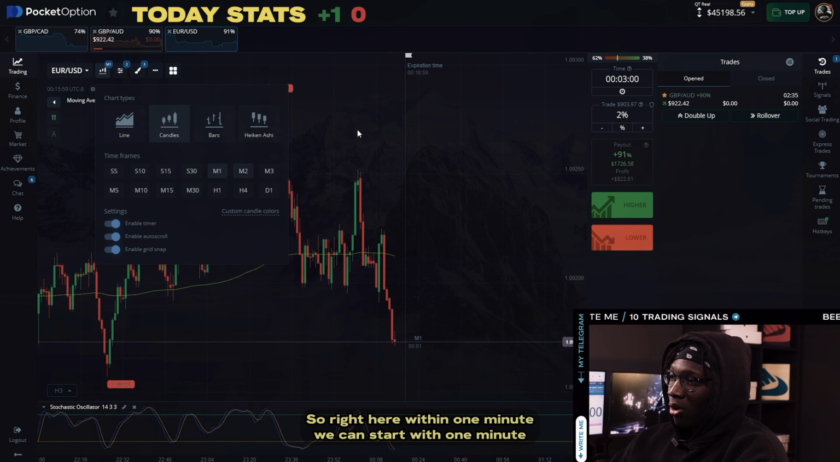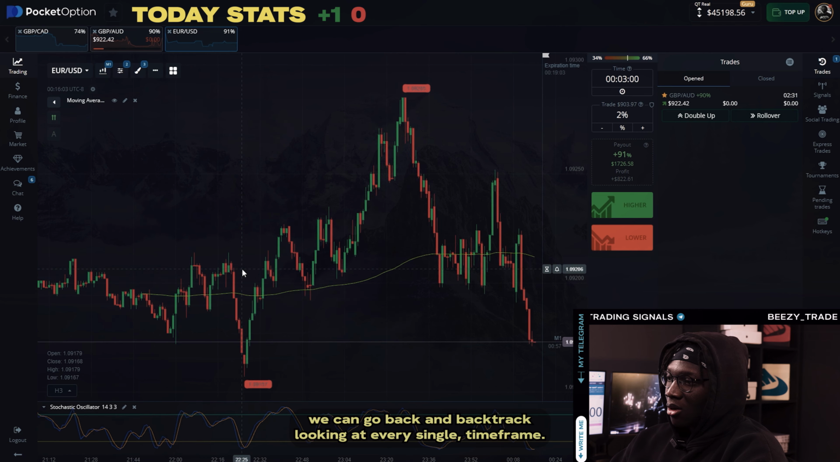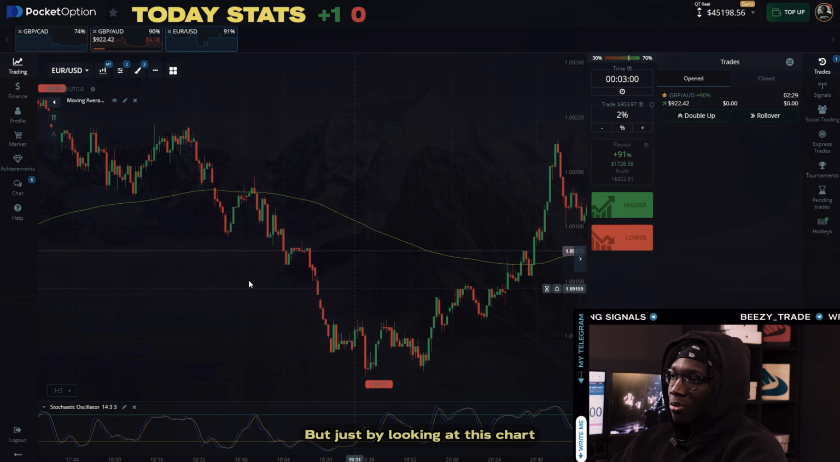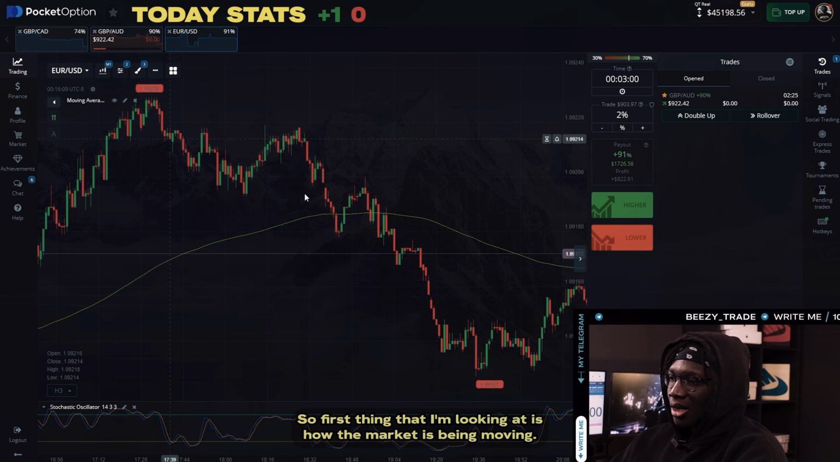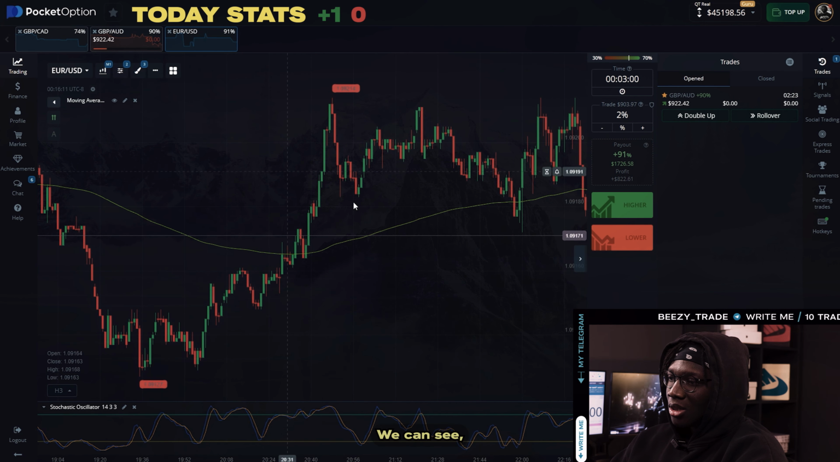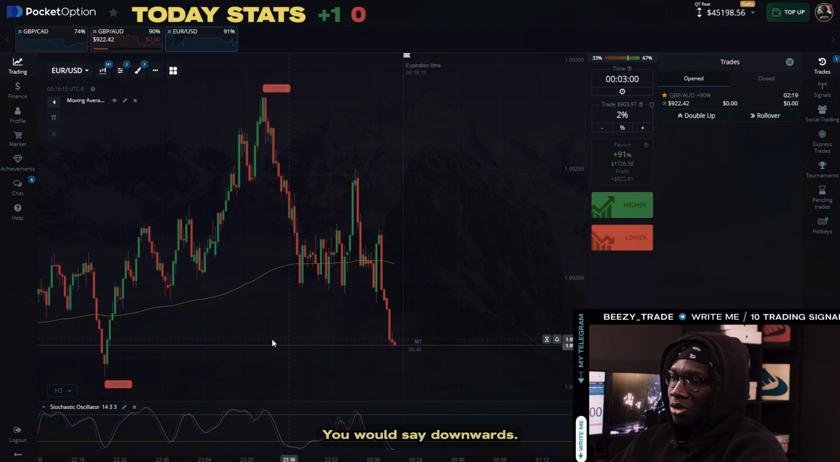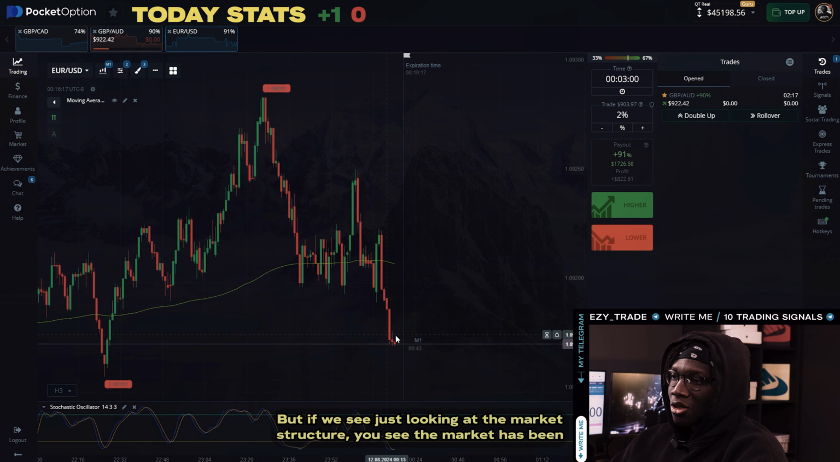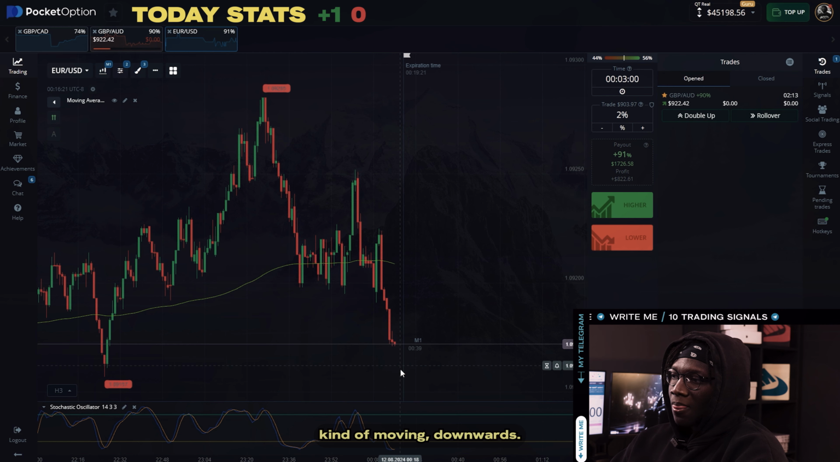So right here, we're on 1 minute. We can start with 1 minute, or we can go back and backtrack looking at every single time frame. But just by looking at this chart, there's a couple of things that I could take away from it. So first thing I'm looking at is how the market has been moving. You can see, so if you're looking generally, just how would you say this market is moving? You say downwards. If you see, just looking at the market structure, you see the market has been kind of moving downwards.